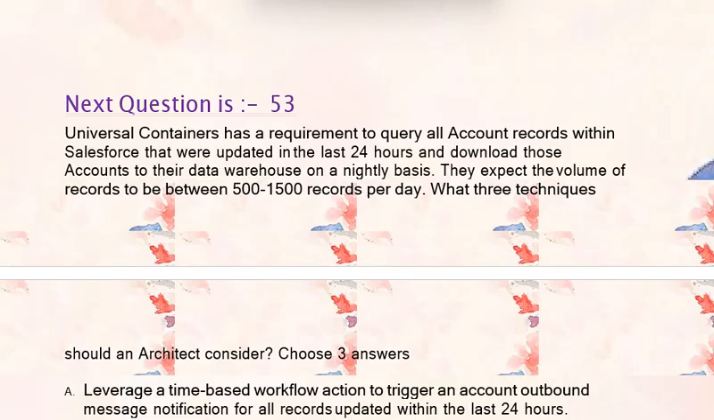Question: Universal Containers has a requirement to query all account records within Salesforce that were updated in the last 24 hours and download those accounts to their data warehouse on a nightly basis. They expect the volume of records to be between 500 to 1500 records per day. What three techniques should an architect consider?